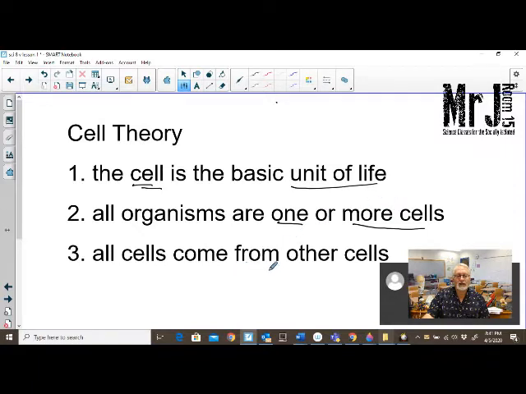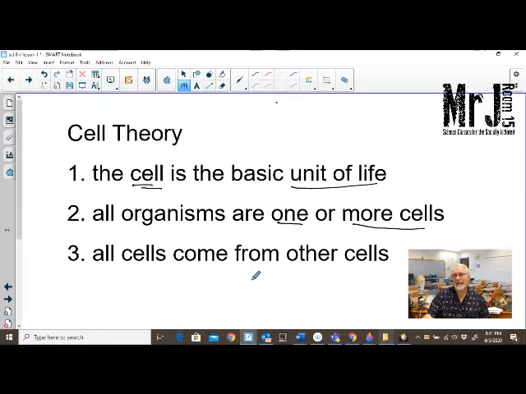All cells come from other cells. So cells don't just appear. There were actually some people who thought that cells did just appear. There were maggots that would start growing inside pieces of meat that were left out on the counter before they had refrigeration and so on. And they thought they just appeared in the meat.